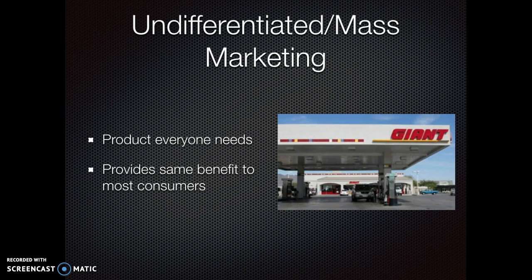Nearly every household in the United States has at least one vehicle, and many of them have multiple, so gasoline is something that everyone needs. Because of this, companies don't have to be very specific in how they market, because the demand is always there, although some companies such as Giant have started moving to a more differentiated strategy recently in order to get more business from their competitors.